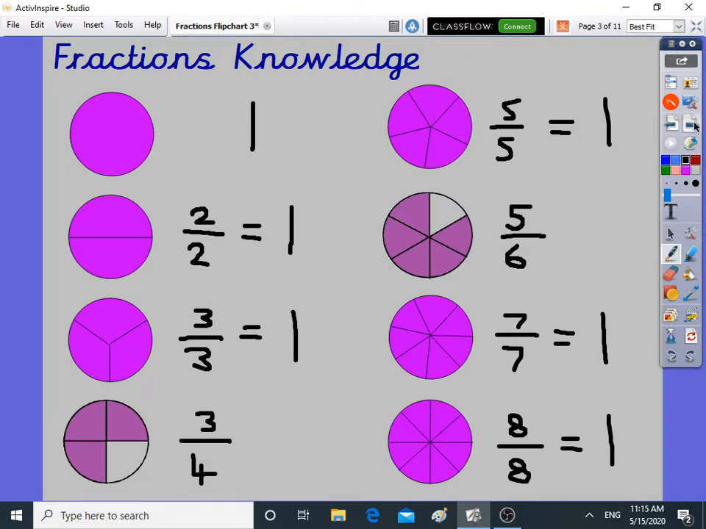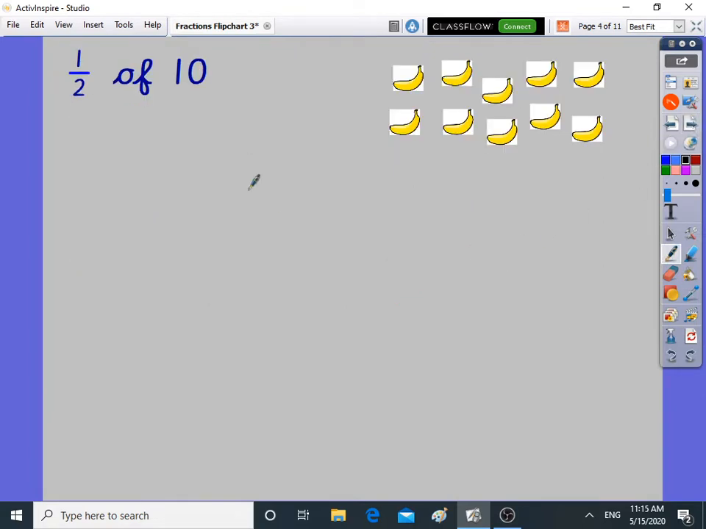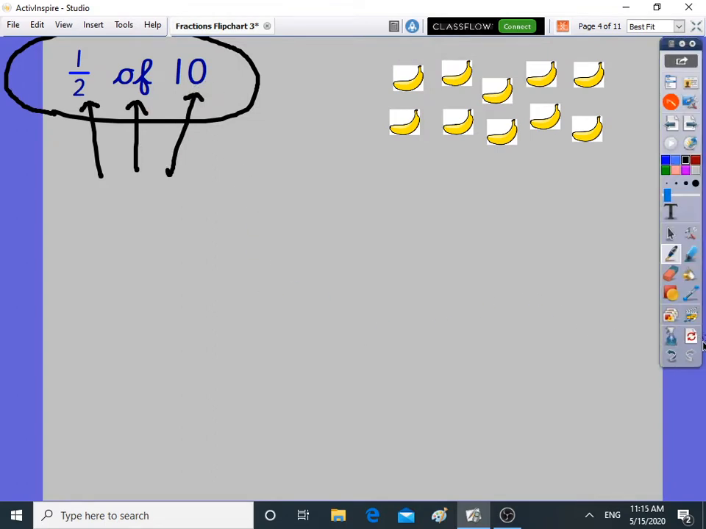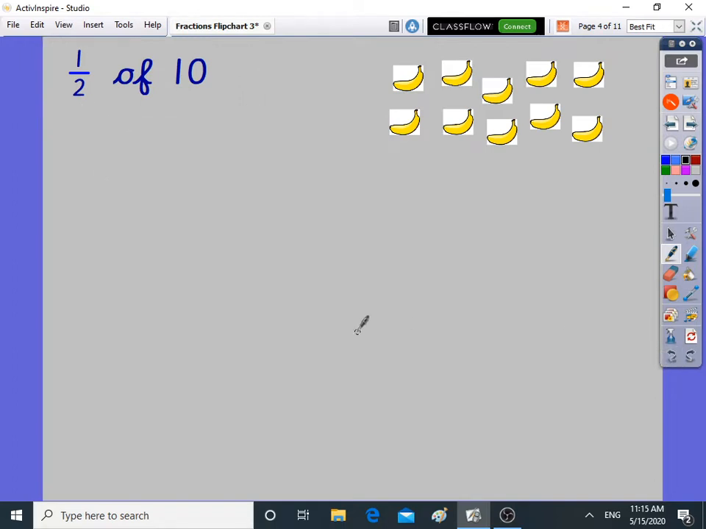Let's move on to fractions of a quantity. This is a fraction of a quantity because we have a fraction, we have an of, and we have a quantity, which just means a number. Quantity is just a fancy word for number. So this is a fractions of a quantity question. There's 3 ways of doing this, half of 10, okay? Let's do it in 3 different ways.